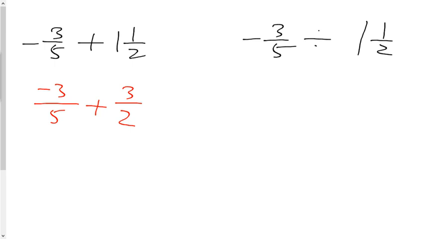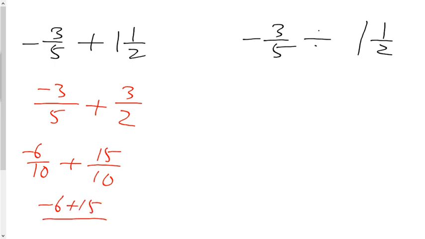Adding requires common denominators, which the first multiple 5 and 2 share is 10. An equivalent fraction to negative 3/5 is negative 6/10. An equivalent fraction to 3/2 is 15/10. Now that you have that, you needed to show this step because I told you yesterday this is the step that I need you to show right there. I'll even highlight it in case your eyes are like mine, you can't see very well.